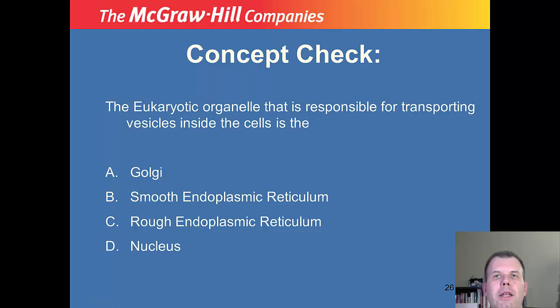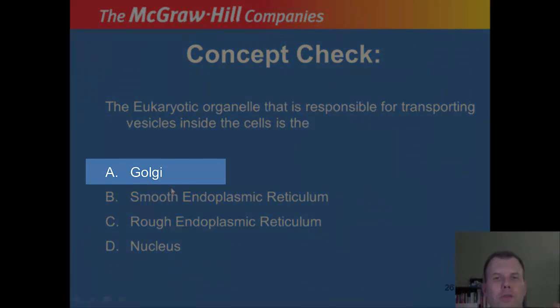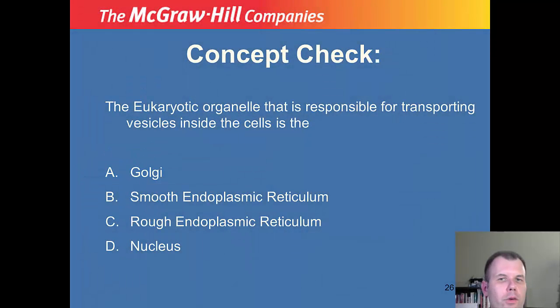Okay, it is the Golgi. The Golgi is responsible for transporting the vesicles, and so that's what you think about in this case. The Golgi bodies or the Golgi apparatus is responsible not only inside the cell, but also outside, packaging and shipping things out of the cell. So there you go.